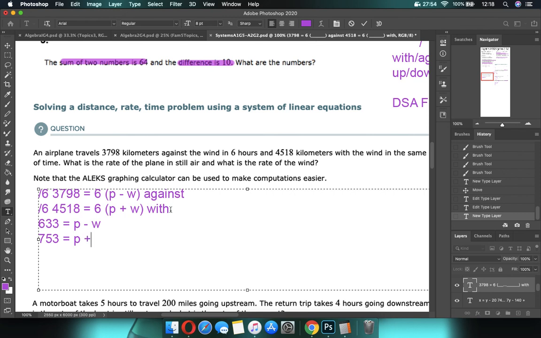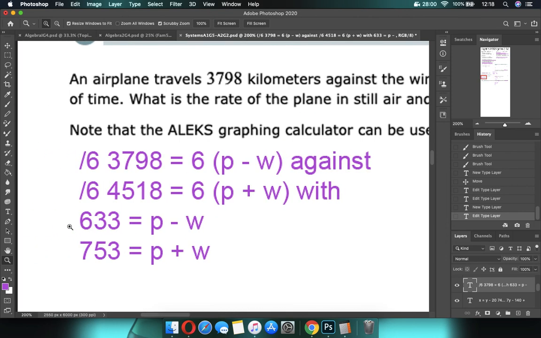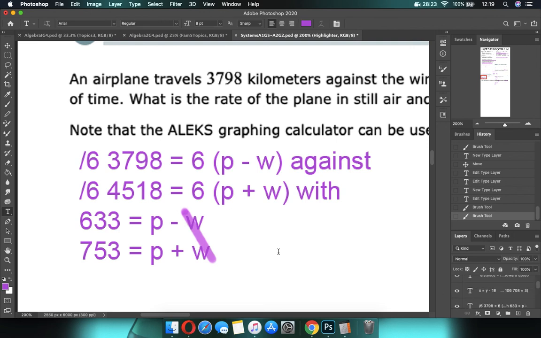equals P plus W. And this is cool enough that I want to zoom in and see the beauty of this for a second, because what happened was the parentheses completely disappeared, that 6 completely disappeared, these giant FizzWidget numbers became a lot smaller and easier to manage, and then joy of all joys, would you look at those W's? They can eliminate. That's a neat little trick.